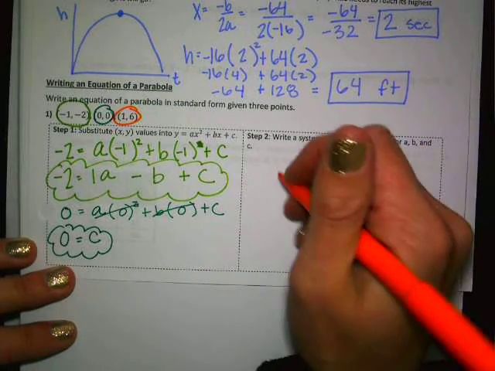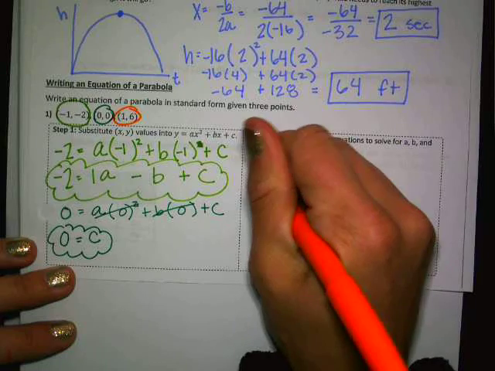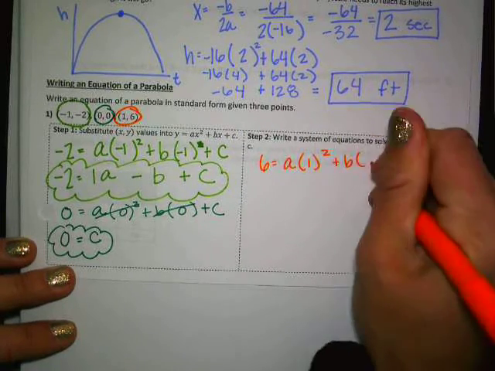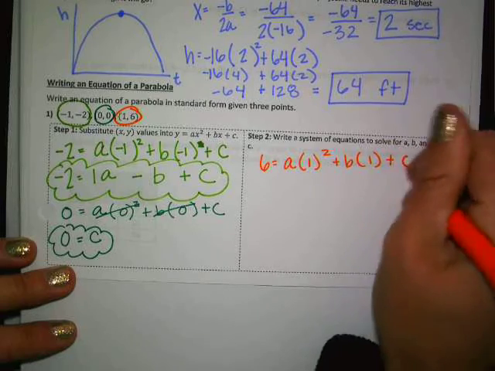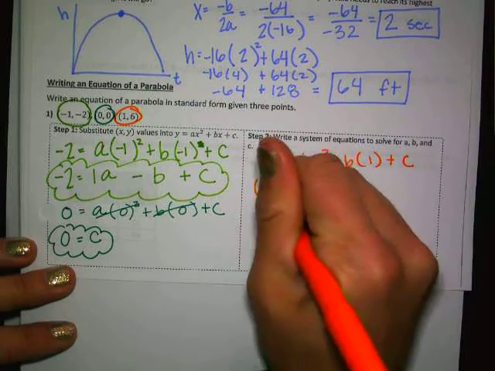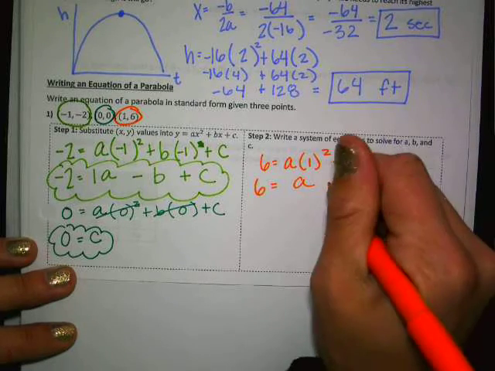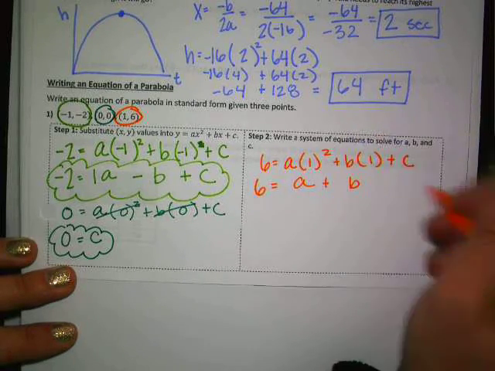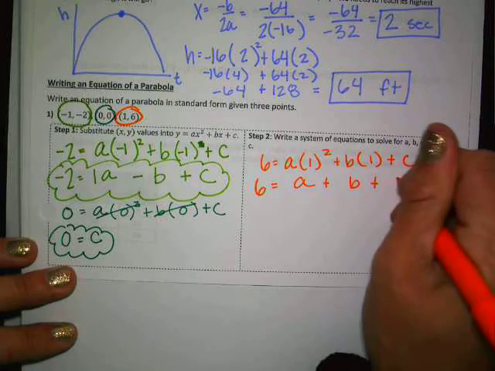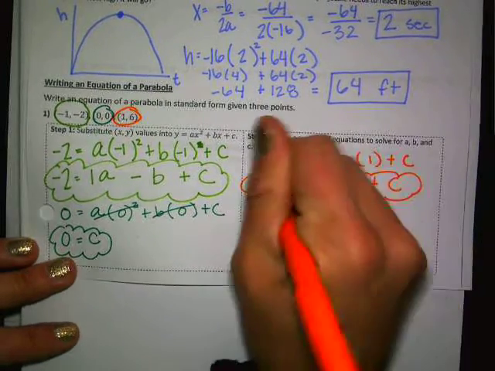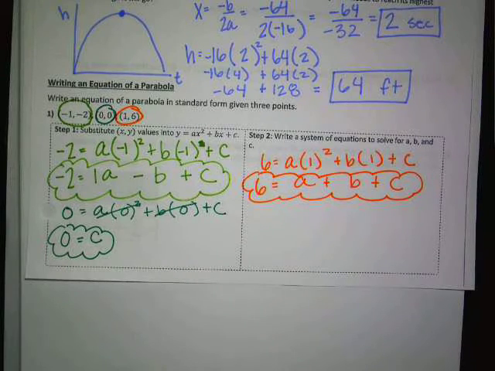What am I plugging in for y? 6. What am I plugging in for x? 1. All right. What is 1 squared? 1. So 1a, or just a. What is b times 1? It was b, or 1b. And then the plus c. So here is my third equation.